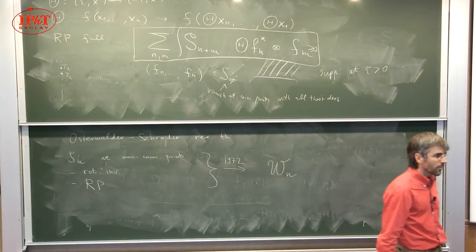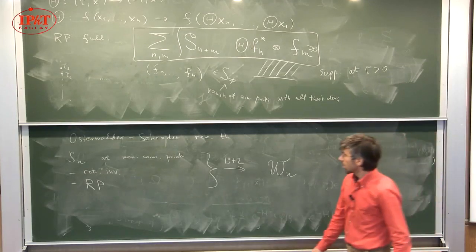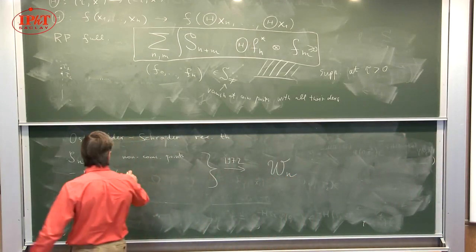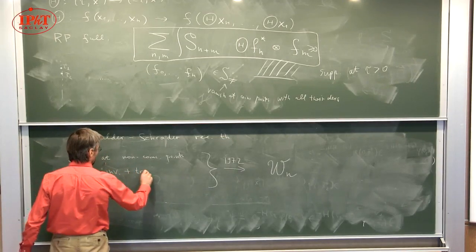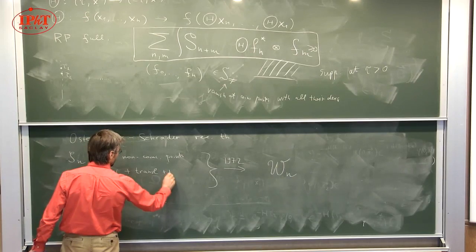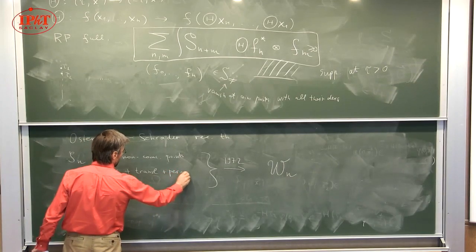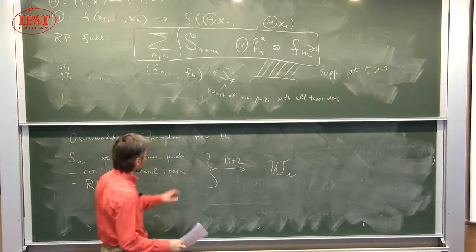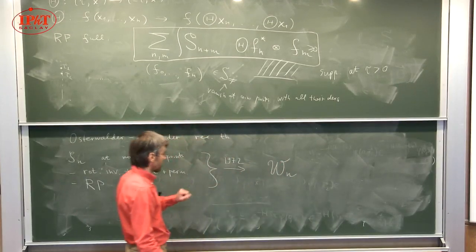So, what about Schrader? You don't have to ask for Schrader. Well, I said rotation invariance and translation. Yes. Permutation. Yeah, so you have to assume permutation, because permutation is related to microcausality.